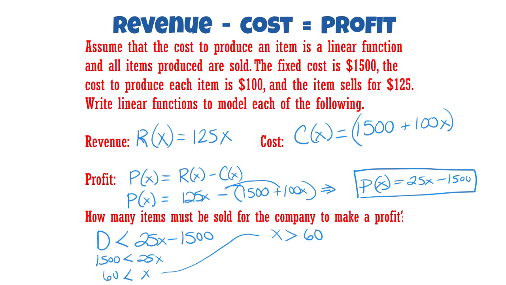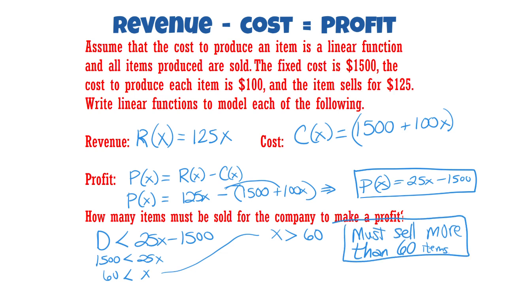Let's make a statement. Must sell more than 60. And what's your label on the 60? It is not dollars. It's really just items, right? Must sell more than 60 items. All right, there we go. Lots of different stuff, but none of it's too tough, hopefully, for you.